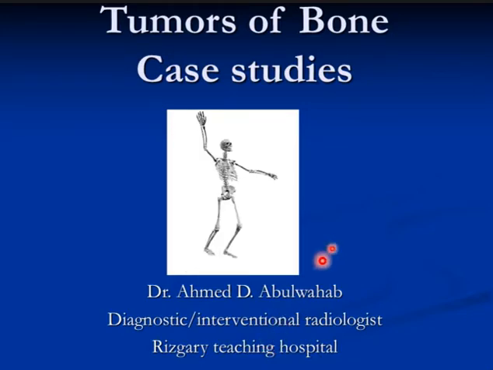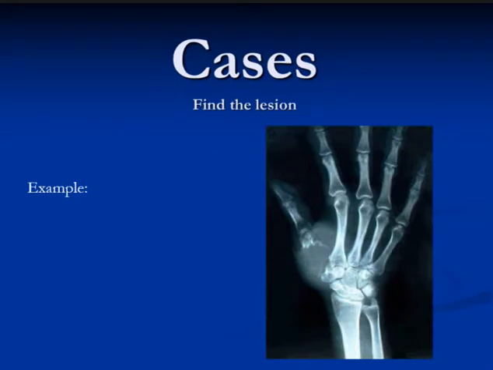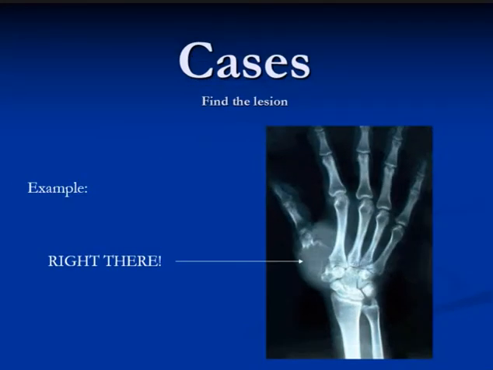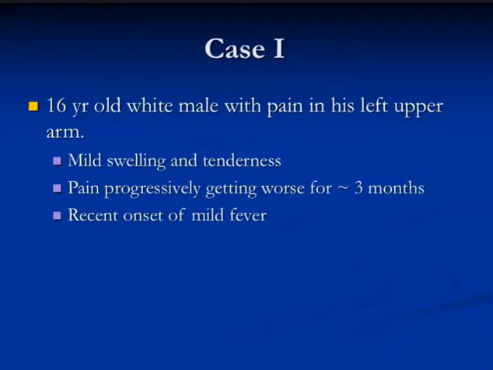So, first of all, let's start with this one. Find the lesion. Where is the lesion? First metacarpal. Okay? So, it's in the first metacarpal right there. Good. So, this is a lytic bone lesion. We will leave it at that. No need to continue. We'll go to the first case.